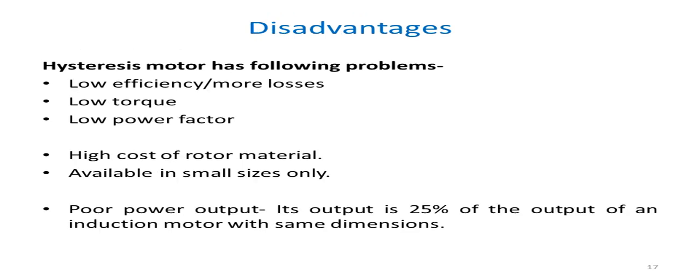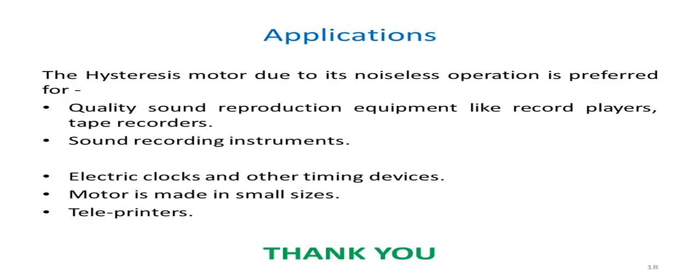Disadvantages. Hysteresis motor has the following problems. Its efficiency is low because of more losses, low torque, low power factor, and high cost of rotor material. However, a small amount of material is used, but still its cost is higher. Available in small size only. Poor power output. Its output is 25% of the output of an induction motor with the same dimension.